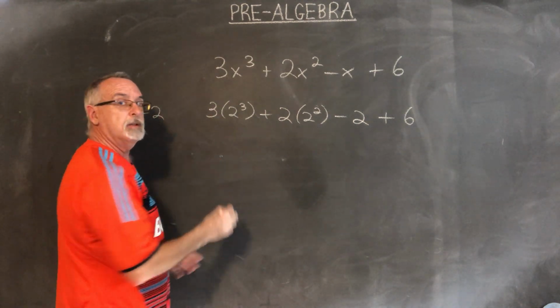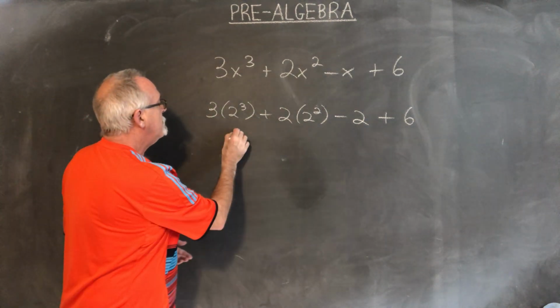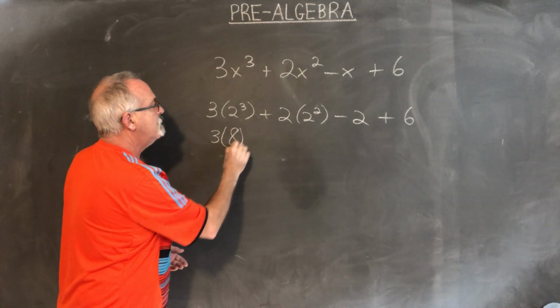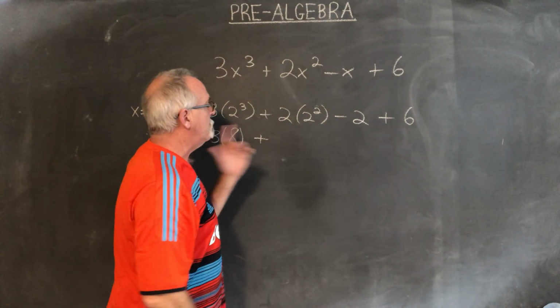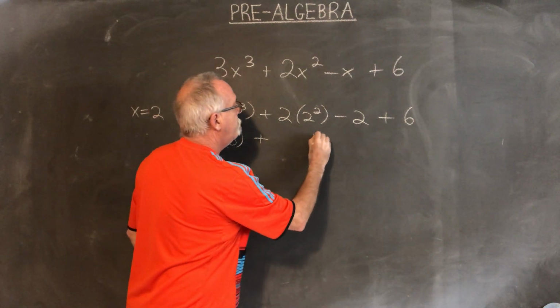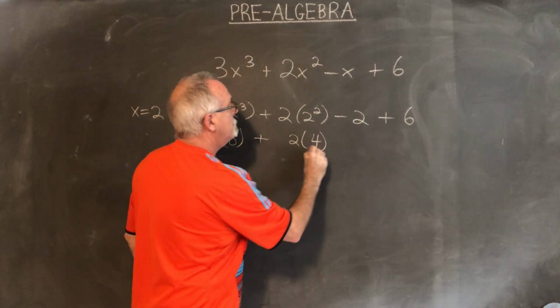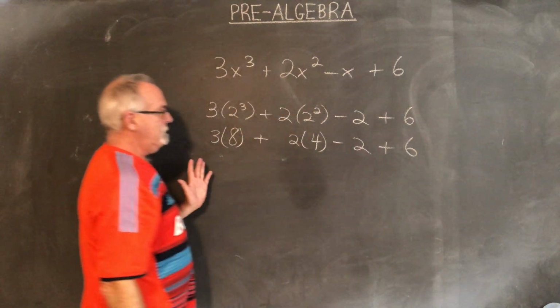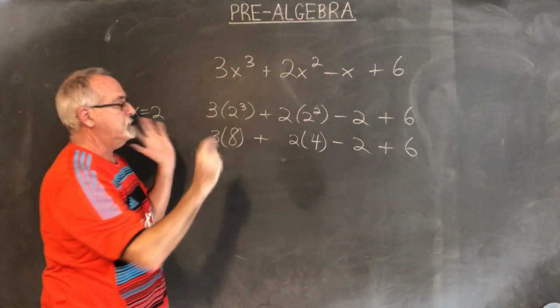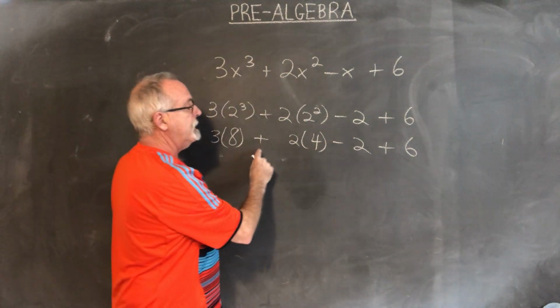2 cubed is equal to 8. 2 times 2 times 2. So I have 3 times 8. And then that's a multiplication, but I see an exponent over here, so I want to do that first. 2 squared is equal to 4. This 2 is going to be multiplied by a 4. I think I've done enough for one line. I've simplified both exponents. Now I have multiplications that I have to do before I add or subtract.